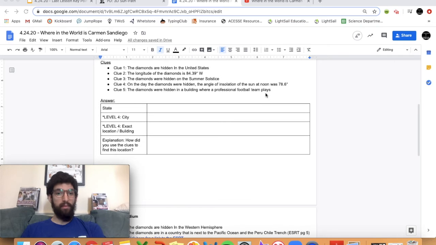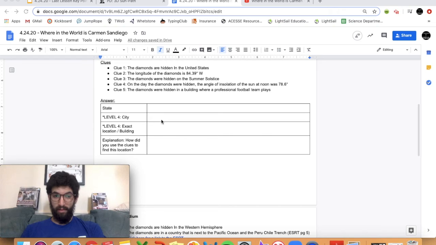78.6. And once you have that longitude and latitude, if you look those up in Google, you should be able to find what state that's in. And once you have the state, you're just explaining how you found it. What information did you use, and how did you use it to find the state?